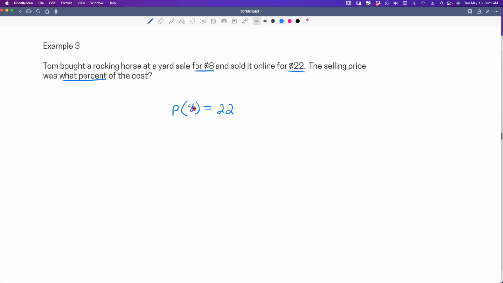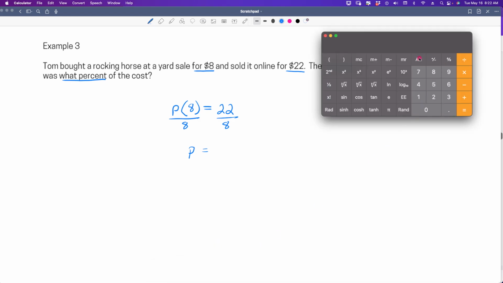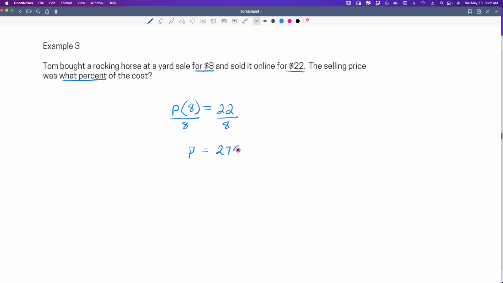So now we're going to take our 8 that we know and we're going to divide both sides by 8. And our percent is going to be, let's pull up our calculator, 22 divided by 8 is equal to 2.75. And we know to go from a decimal to a percentage, we multiply by 100. So times 100 is 275. So 275% is the percentage that he sold it for over his cost.